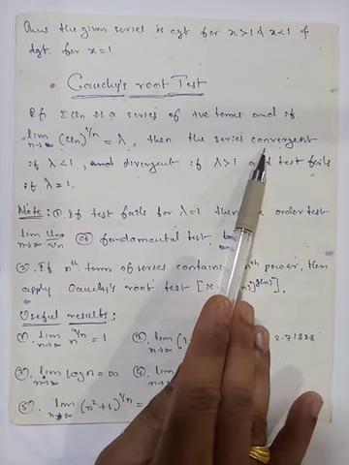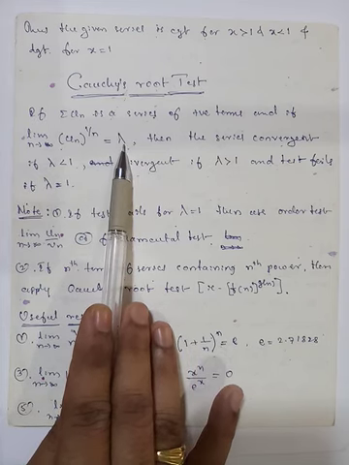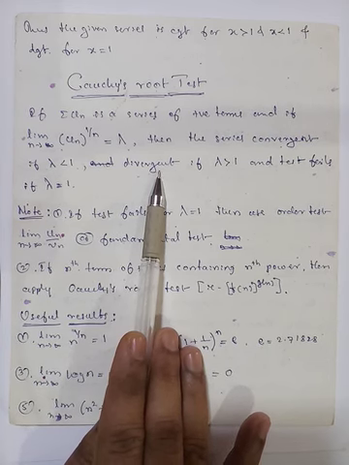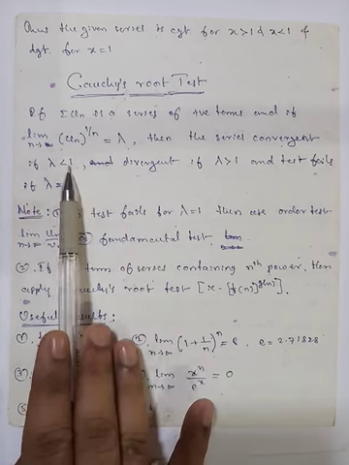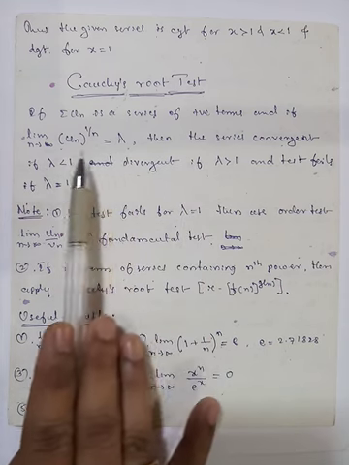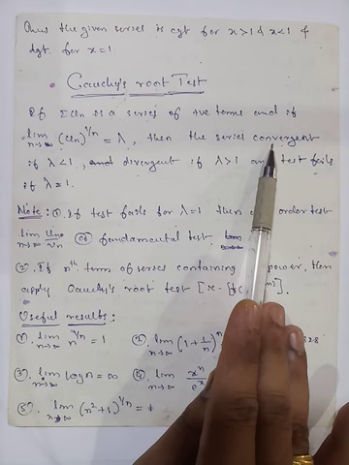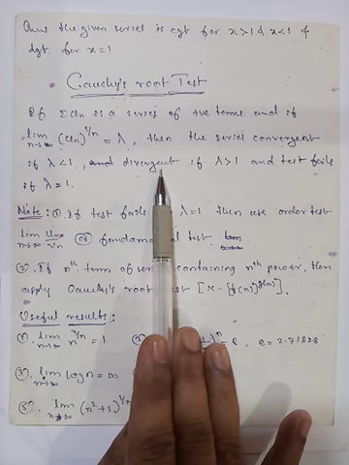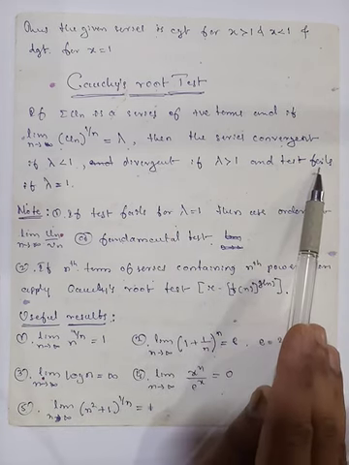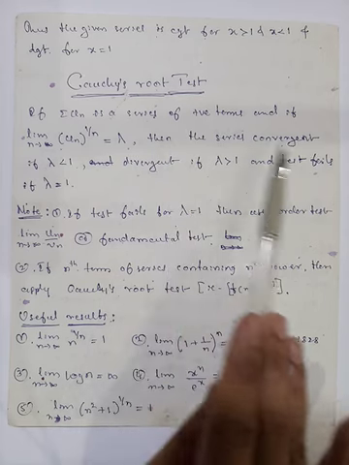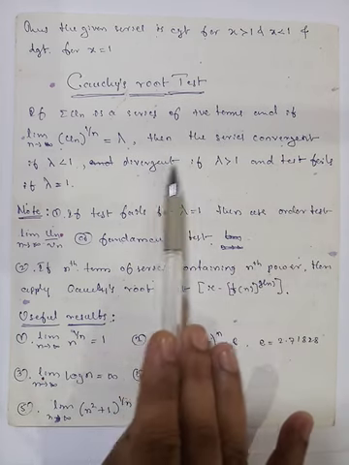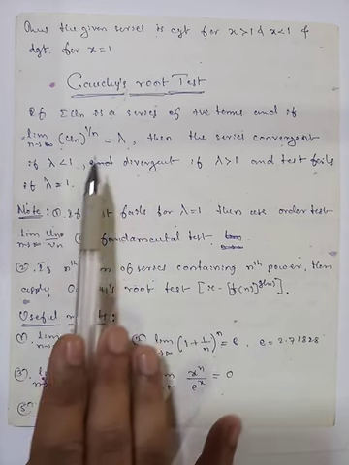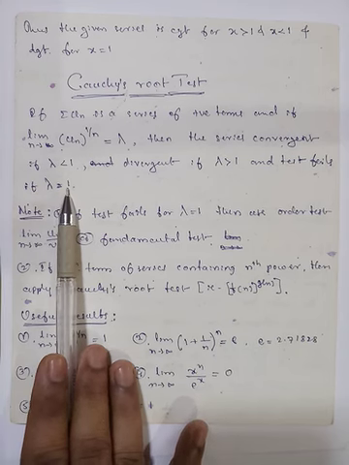And if the value of the limit lambda is greater than 1, then we say that summation un is divergent. So remember the conditions. If the value of the limit is less than 1, then it is convergent. If the value of the limit is greater than 1, then it is divergent. And there is one more condition: test fails. This means Cauchy's root test fails to say whether it is convergent or divergent when we get the value of the limit as 1. So remember the conditions.